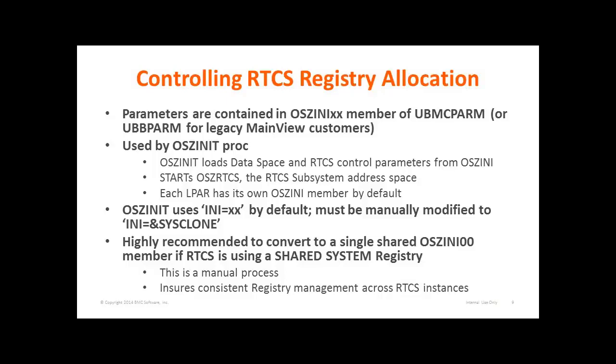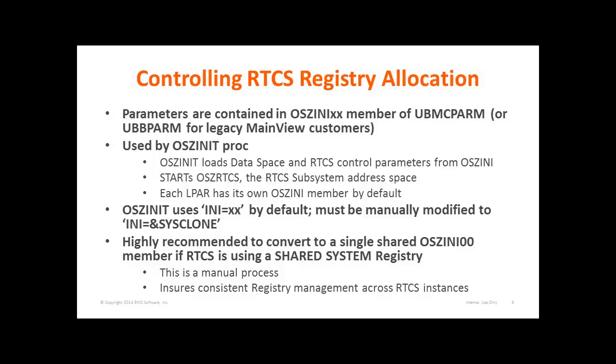Parameters which control the allocation and sharing of the RTCS registry, as well as which systems can be eligible owners, are controlled by the OSZ INI-XX parameter member. This member is located in the UBMC PARM library for new customers, but it may be in the UBB PARM library for legacy customers. OSZ sets up an OSZ INI member for each LPAR with a suffix of its sysclone value.